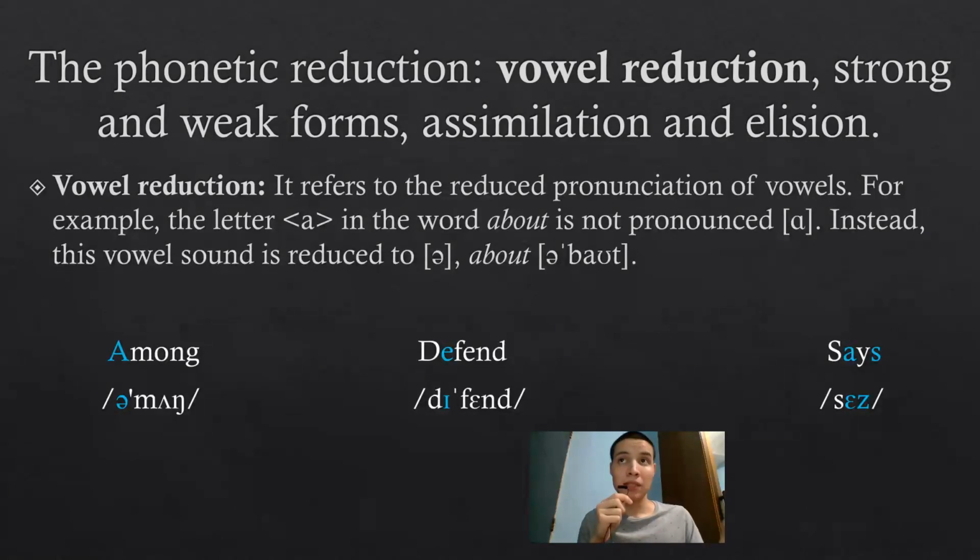Now, in phonetic reduction, let's start with vowel reduction, which refers to the reduced pronunciation of vowels. For example, the letter A in the word about is not pronounced as a full A. Instead, this vowel is pronounced as a schwa. About, about, it's different. And here we have some examples with among, defend, and says, where the phonemes change.